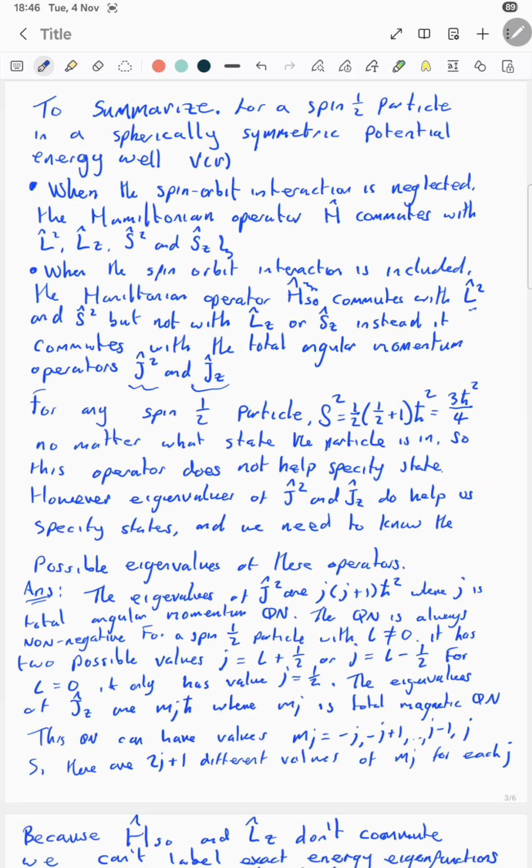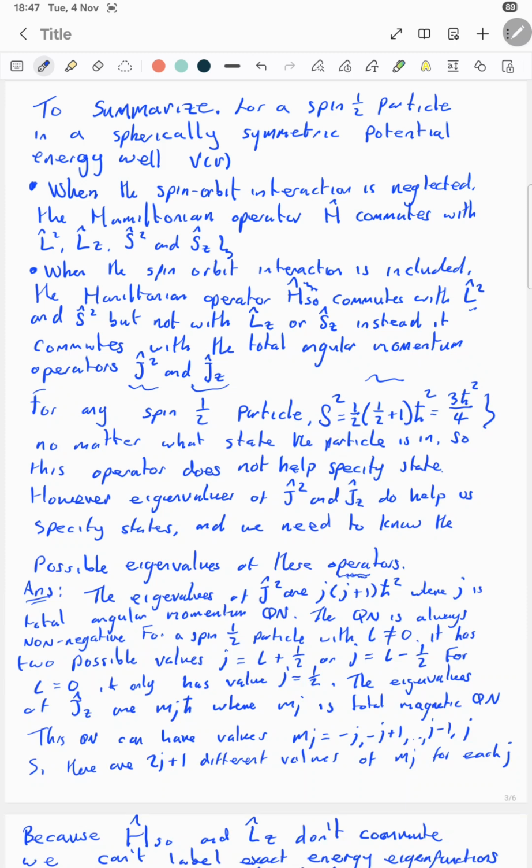For any spin 1/2 particle, S squared equals 1/2 times (1/2 plus 1) h bar squared, which is 3 h bar squared over 4, no matter what state the particle is in. So this operator does not help specify the state. However, eigenvalues of J squared and Jz do help us specify states, and we need to know the possible eigenvalues of the operators. Now, the eigenvalues of J squared are similar as before when we had L.